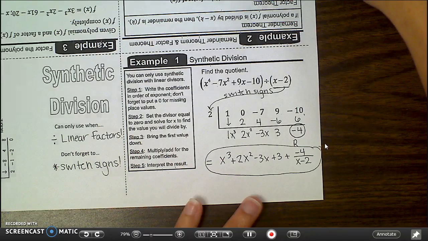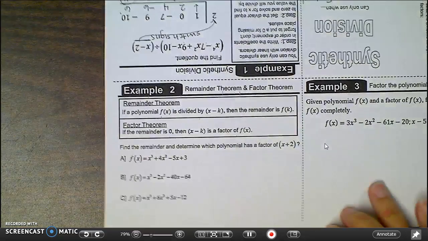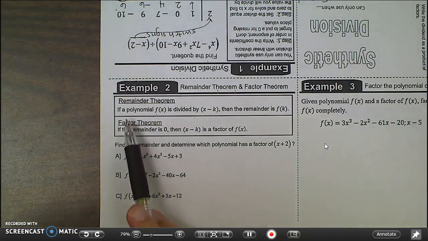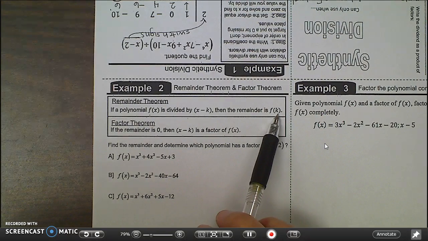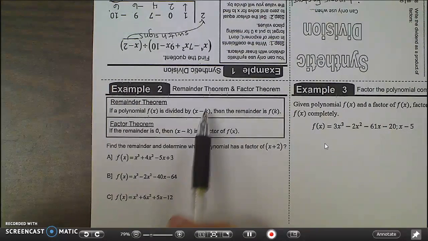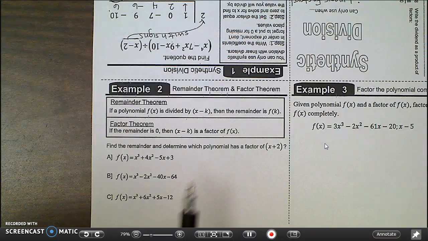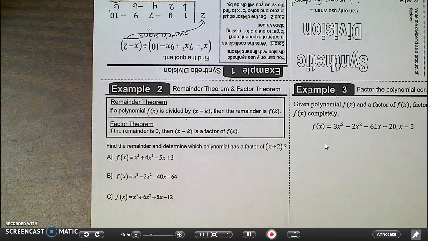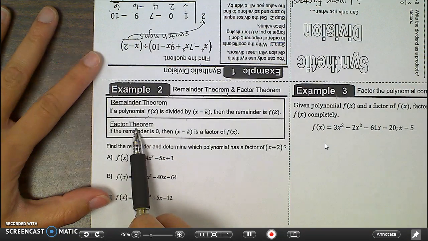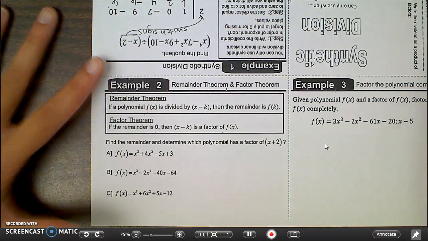Okay, so pretty easy, hopefully. Now the cool thing is, if we don't want to divide at all, we can check to see if something is a factor using the remainder theorem. If a polynomial is divided by a factor, then the remainder is equal to the value we get when we plug that number in. With that last one, if I had plugged 2 into my polynomial and evaluated it, I would have found that I get -4, which means there is a remainder, which means it's not a factor. That's what the factor theorem is saying: if the remainder is 0, then this is a factor. For A, B, and C, we're going to try 3 different polynomials.